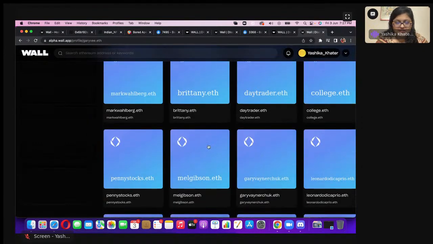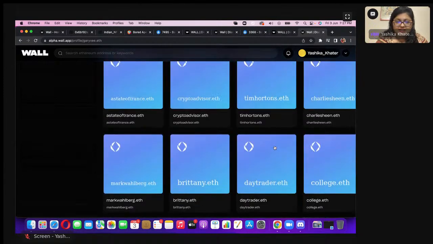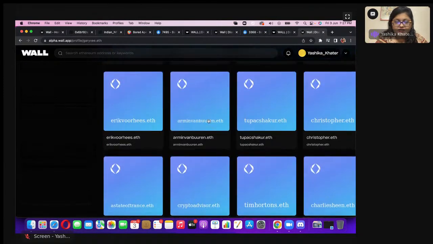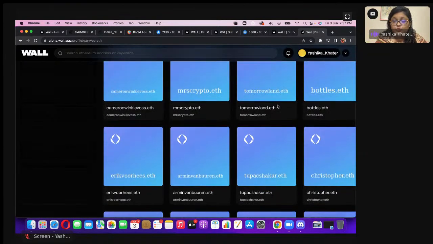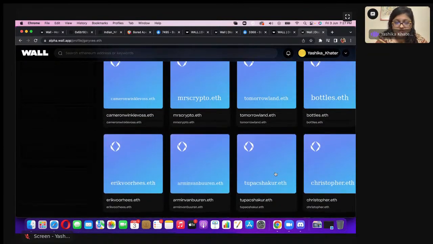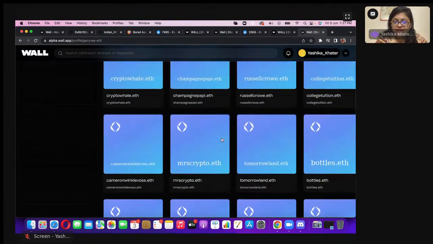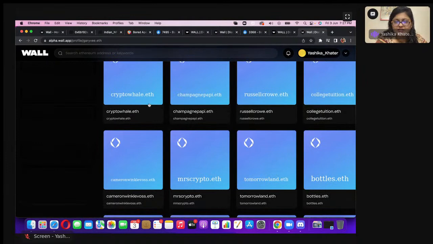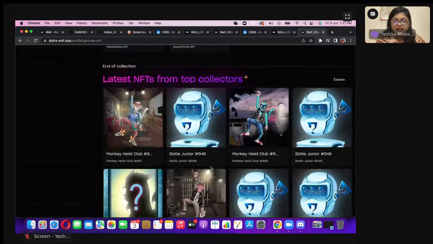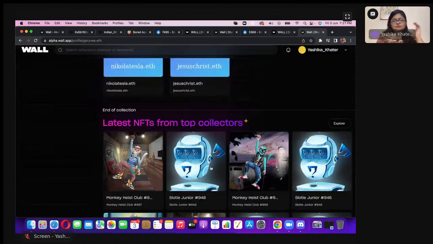Garyvaynerchuk.eth, of course, but also DayTrader, CryptoAdvisor. These are very generalized ones, right? Tupac Shakur, he's a very iconic person. MrsCrypto. Tomorrowland.eth. If Tomorrowland wanted their own ENS domain and Gary Vee has it, they would literally have to pay Gary Vee to get this domain under their name. CryptoWhale.eth. So that is one of the benefits of taking these generalized names as ENS domains, where you can get people to pay in case anybody in the world gets interested.